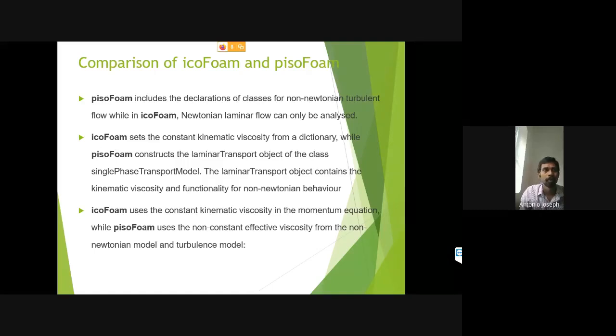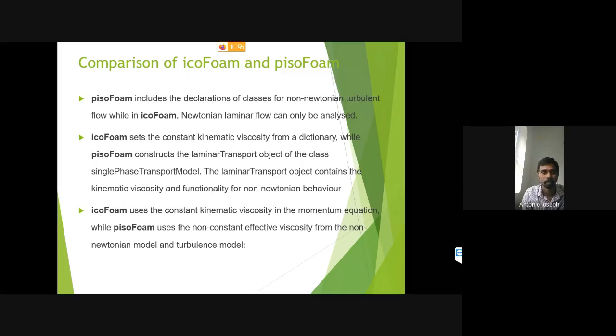Then in icoFoam, we can set the constant kinematic viscosity, while in pisoFoam, the laminar transport properties will depend on the models, because it has space for non-Newtonian flow also. So we cannot give a constant value. Then in the case of icoFoam, we have a constant kinematic viscosity in the momentum equation also, while in pisoFoam, it's not constant, because again the same thing: it can be used in the case of non-Newtonian and turbulent flows.